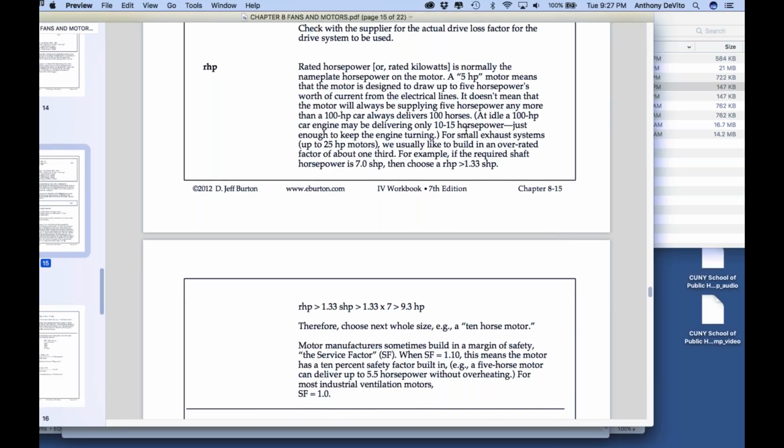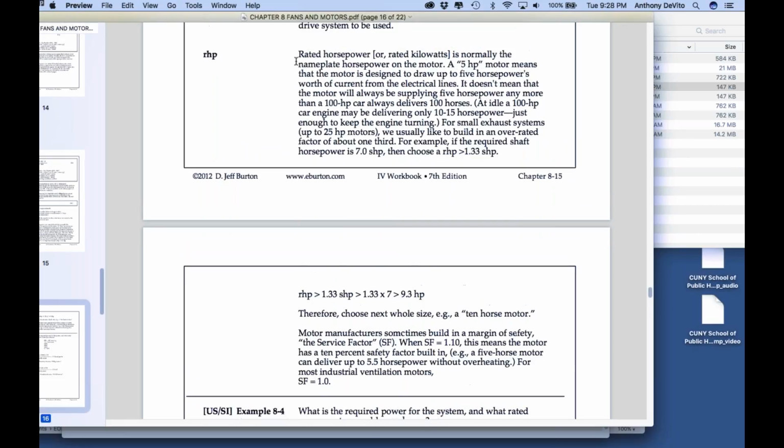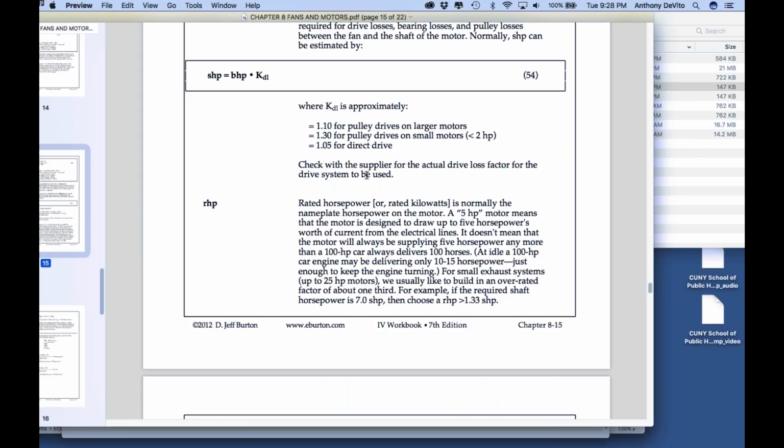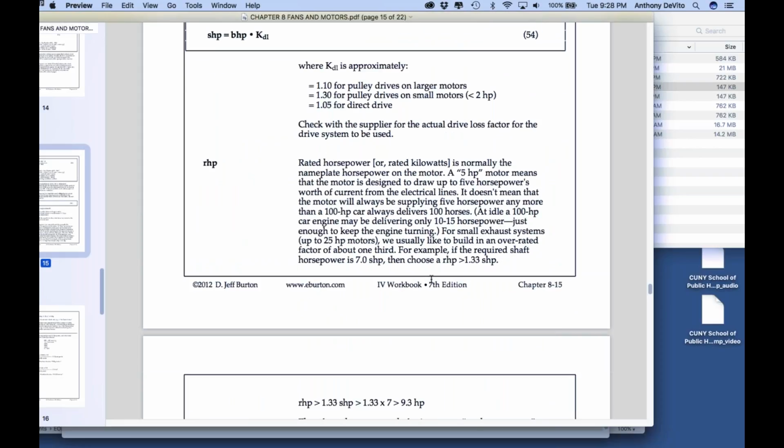For small exhaust systems, we usually build in an overrated factor. You want to overrate the motor because you don't want to undersize it. Typically, you overrate it like building a bridge. There's a safety factor. You overrate the motor by 33%, by a third. So if your shaft horsepower comes out to be 10, your rated horsepower is going to be 13. Chances are you're not going to find a 13 horsepower motor, so you go up to the next standard size, which might be a 15 horsepower motor.